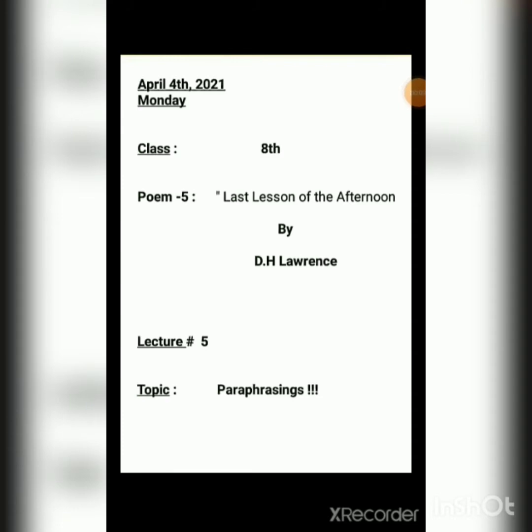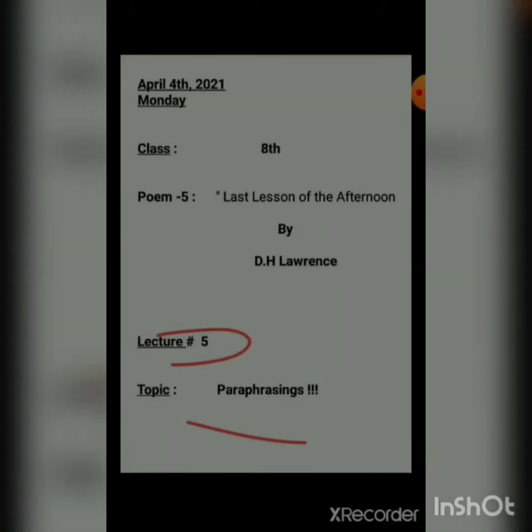Alright guys, so today we are going to do poem number 5, last lesson of the afternoon. आज हम करेंगे paraphrasings, ठीक है? So lesson number 5 is about the paraphrasings. Now let's move on to the first paraphrasing, ठीक है?